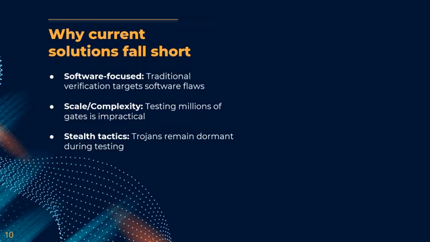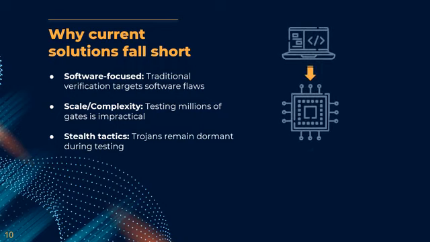Here are a few of the biggest challenges faced using traditional techniques to solve this problem. Firstly, it has been mostly software focused. Most verification methods target vulnerabilities in applications and software operating systems. Hardware is often overlooked and just considered safe, and it doesn't get the same level of scrutiny. Secondly, the sheer scale and complexity of circuits, having millions of gates and components in modern circuits, makes it impractical to test them all exhaustively, especially when the Trojans are designed to stay hidden.